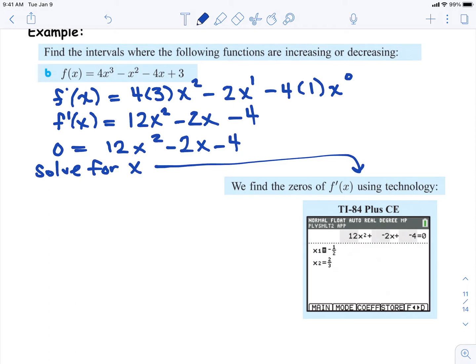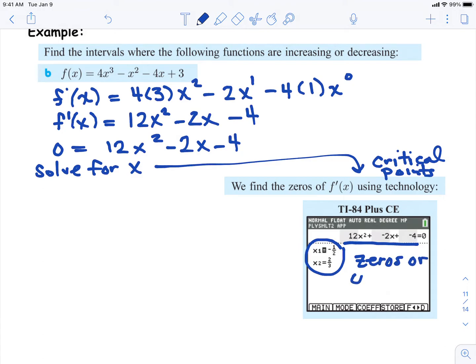Instead, we're going to use technology to find those critical points. So on another video, I'll show you how to type this into a graphing calculator to find those x values. So here's what it'll look like when we type it in, and then these are what we call the zeros of the function, or in a sign diagram, your critical points. So again, in another video, we'll show you how to do that.